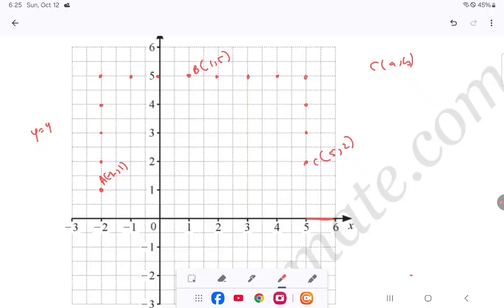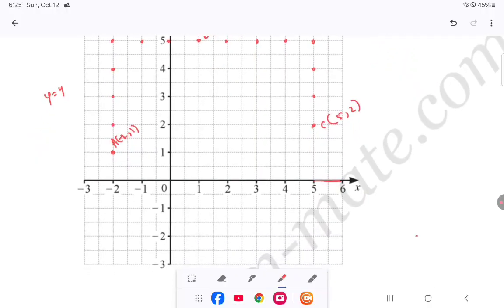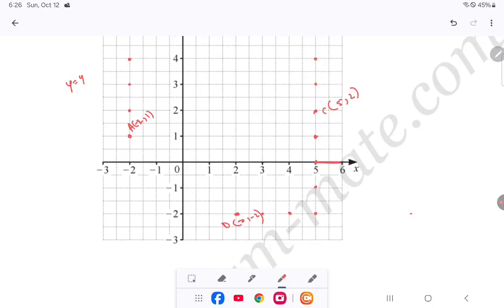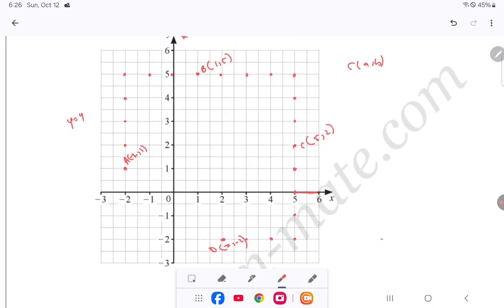Now again shift the units. Now Y will be counted as 4 units. 1, 2, 3, 4, and for the X it will come 3 units. 1, 2, 3. So here is the point D. The D is positive 2, negative 2. This is the value of D.